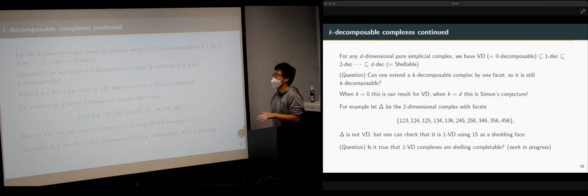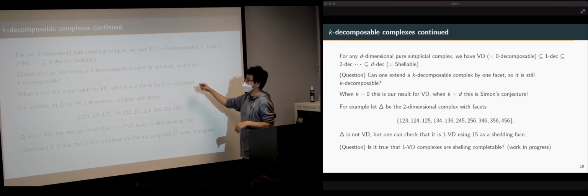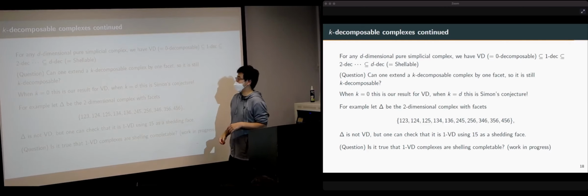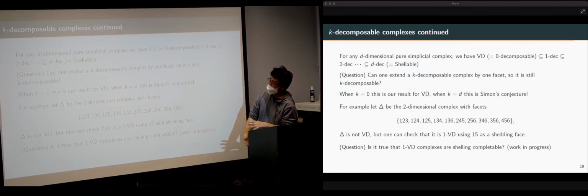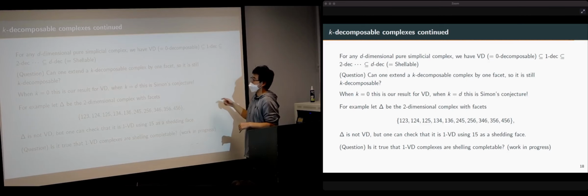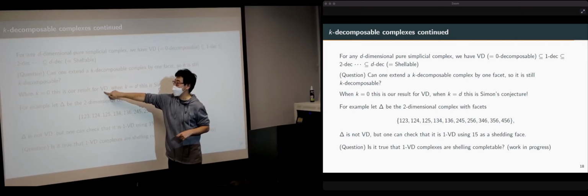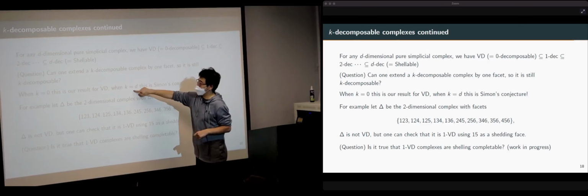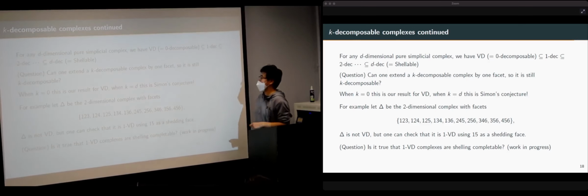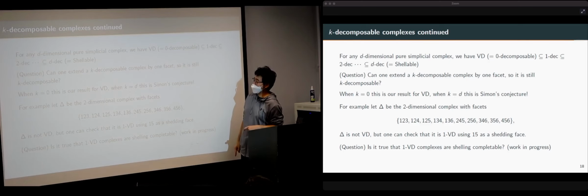So an obvious question that one should ask is, given a K decomposable complex, can you extend it by one facet at a time while still maintaining it being K decomposable? For this question, K equals 0 is exactly our result for vertex decomposable. And if you can somehow answer this question for K equals D, that would be answering Simon's conjecture.